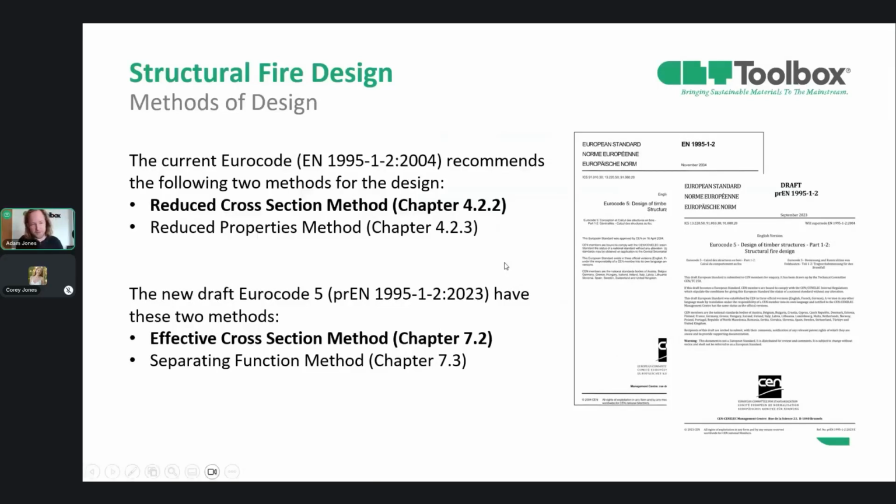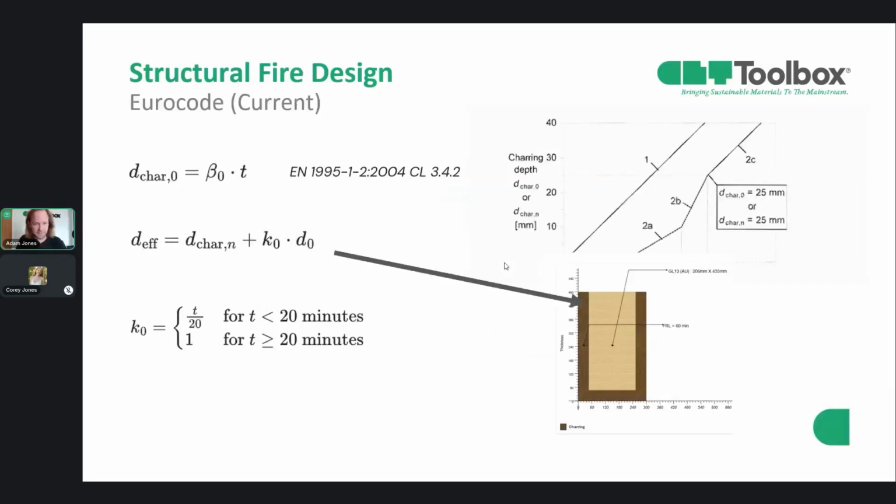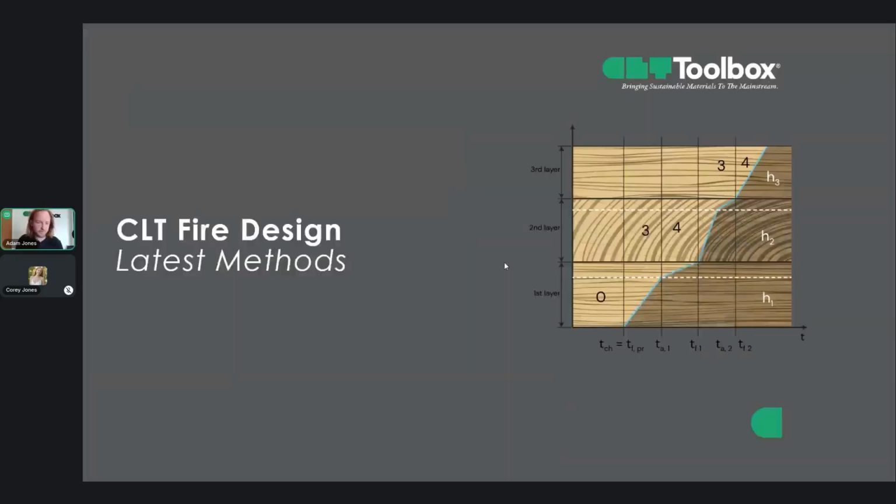When it comes to Eurocode, there's two methods available. You've got current Eurocode and you've got the new draft Eurocode, which we're also going to be touching on today. There's the reduced cross-section method, which is the most similar to what I mentioned before, AS1720 Part 4, or the reduced properties method, more based on reducing the engineering properties value by a certain percentage. So similar to before, it looks very similar in the unprotected and protected case to work out the depth of char, and then you go through the same process.